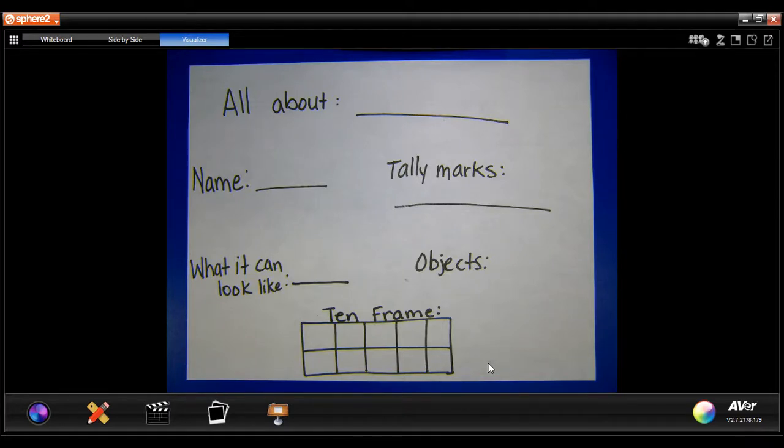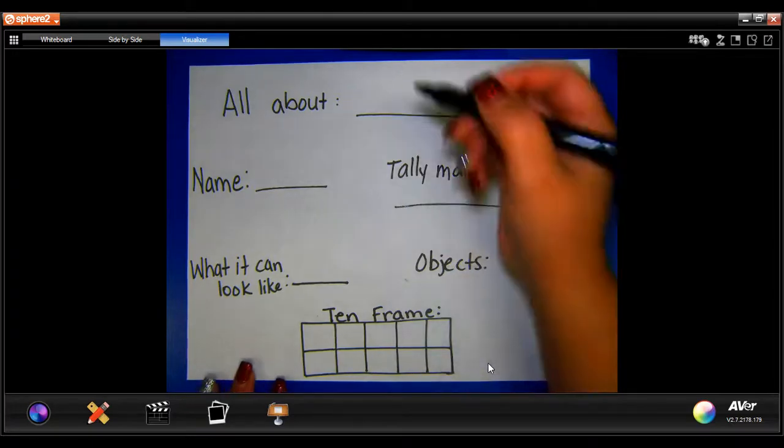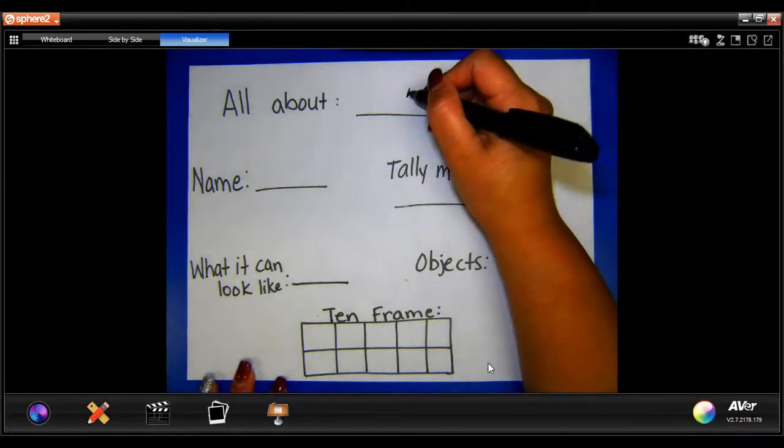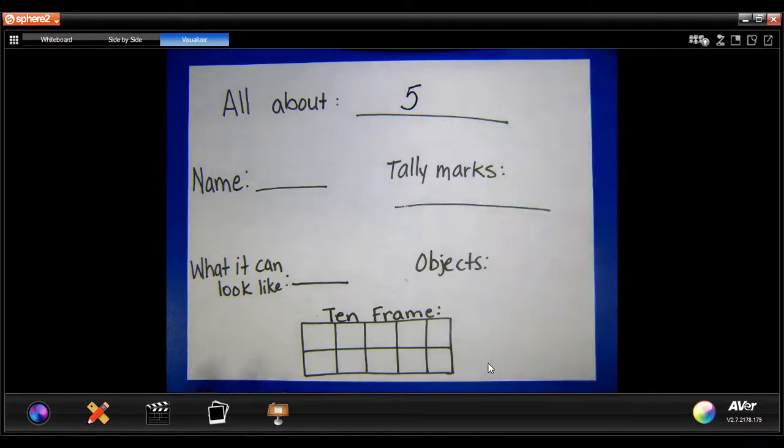Remember, you can do this with me, or if you would rather watch the video first and then do it by yourself, you can do that as well. So let's get started. All about 5. We're working on number 5 today.